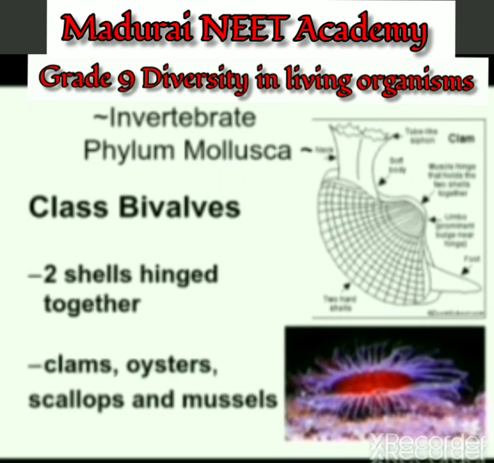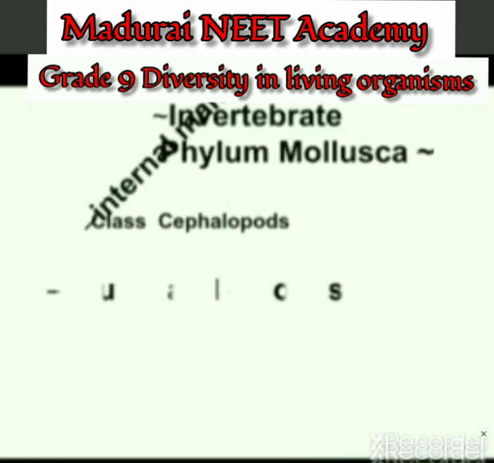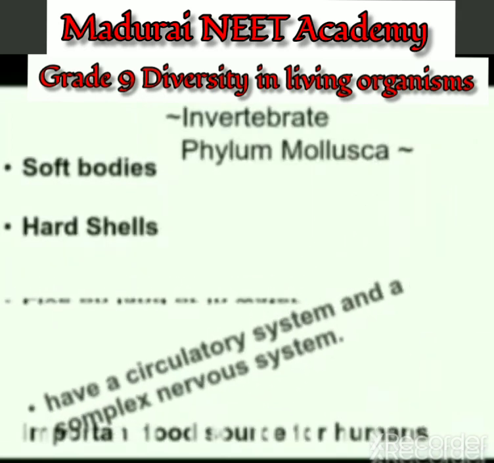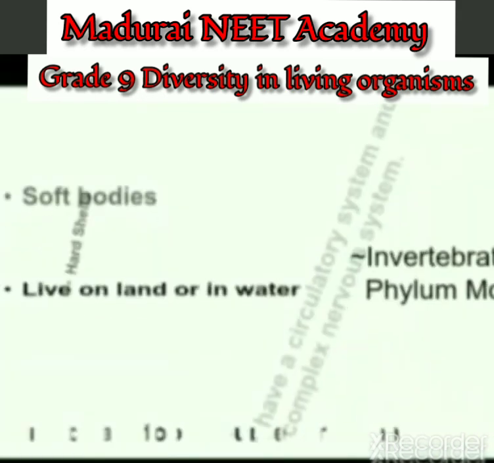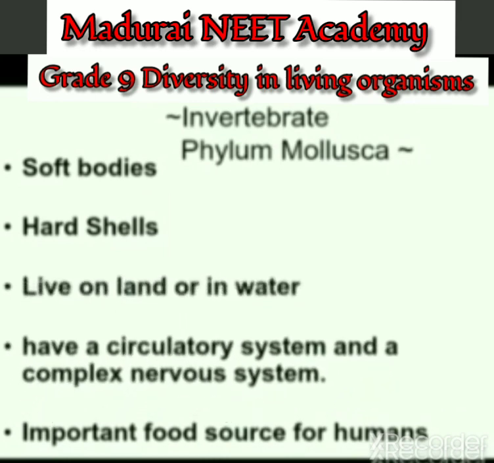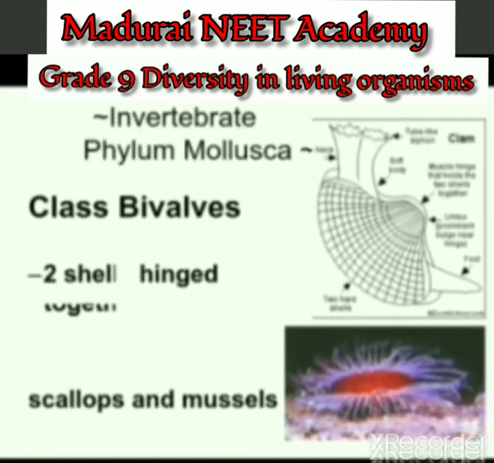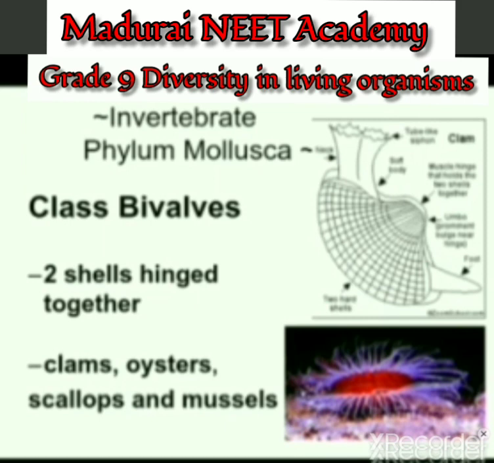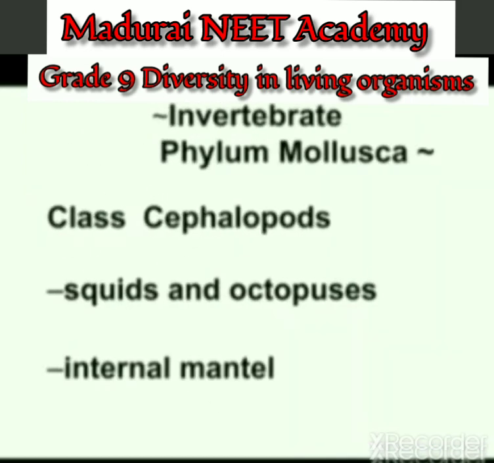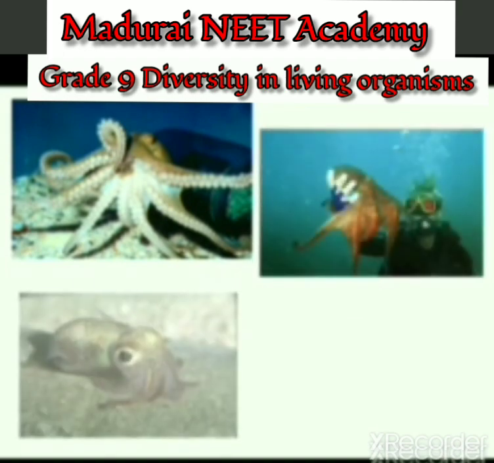The next class in the Mollusca is the class bivalves. They have two shells hinged together, as seen in clams, oysters, scallops and mussels. The next class is the cephalopods. Squids and octopus are the examples. They contain internal shells, as shown in the picture.